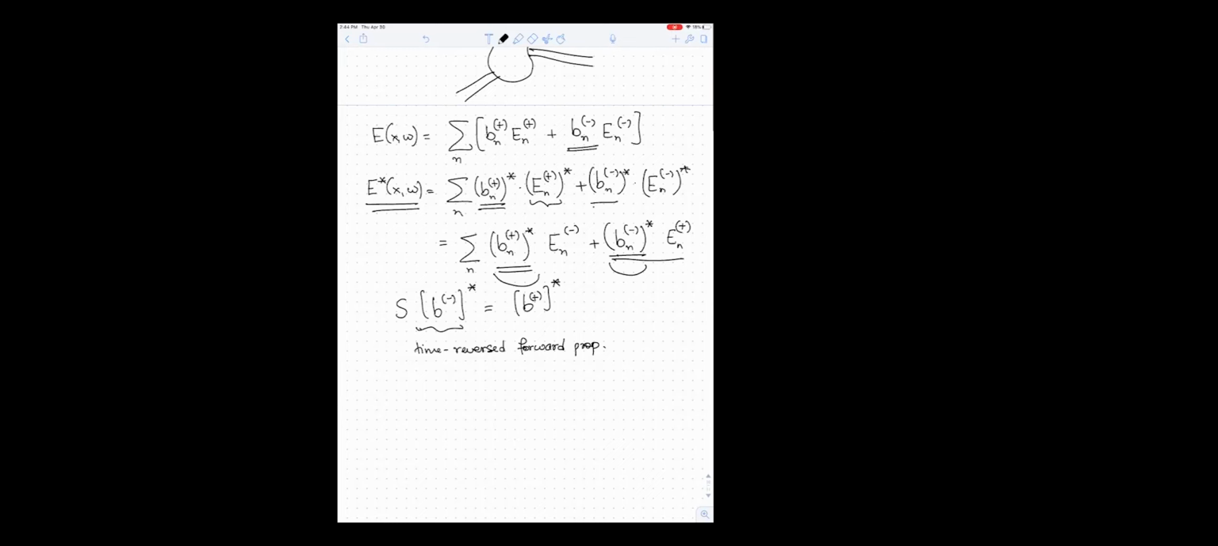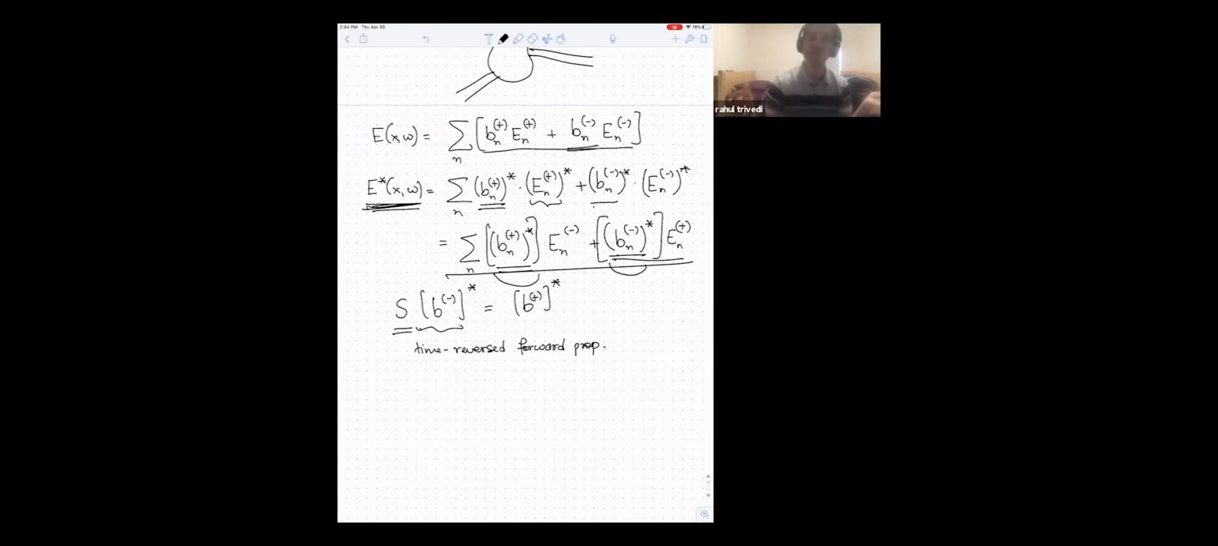Why is this the case? Well, because this is a valid solution to Maxwell's equations for the same device. And in this solution, these are the forward propagating modes and these are the backward propagating modes. If this satisfies Maxwell's equations, the forward and backward propagating modes have to be related by the scattering matrix. Does this make sense? But my original solution was also a solution of Maxwell's equations. So you get B minus is equal to S times B plus.